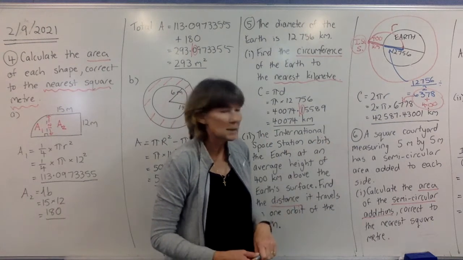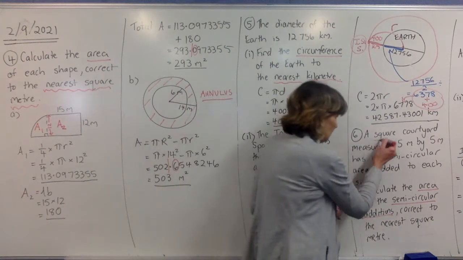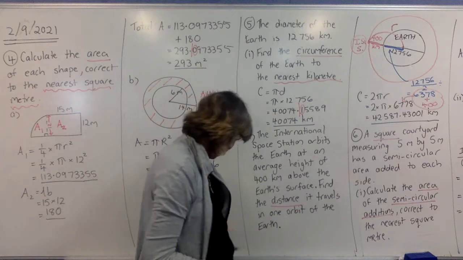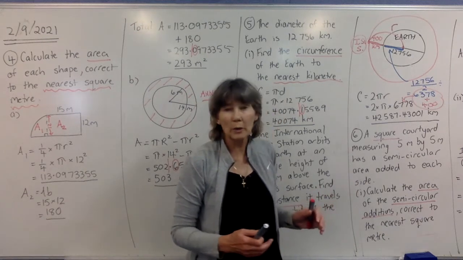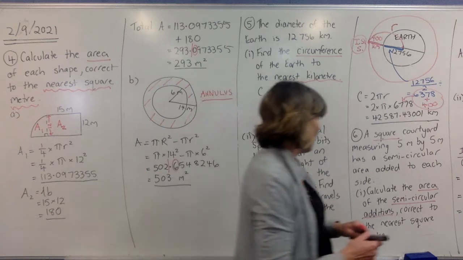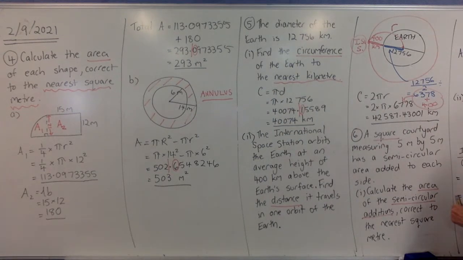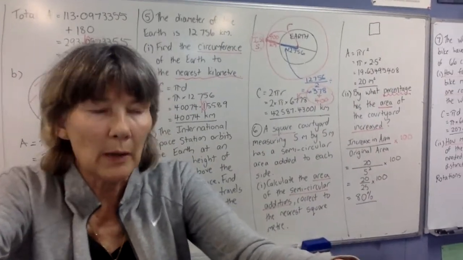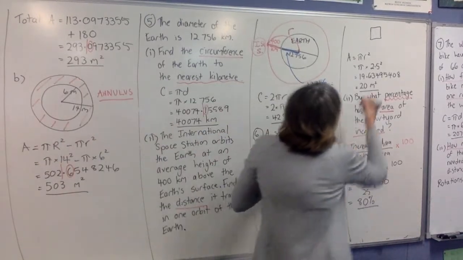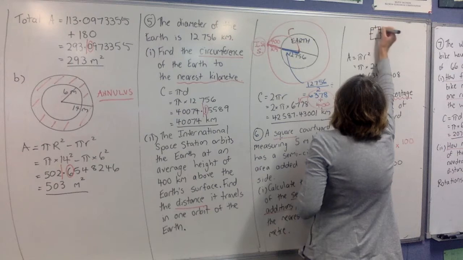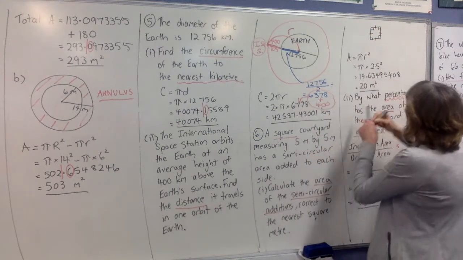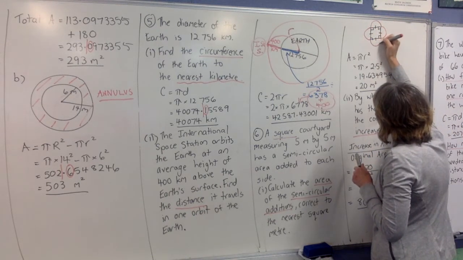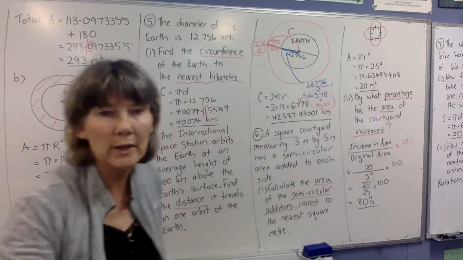Number 6. We're looking at a square courtyard. It tells you it measures 5 metres by 5 metres, and it's going to have semicircular areas attached to each side. Let's have a look at this. I think I might have done this wrong, so we better start with a diagram, because I was trying to do this without a diagram and I've made a mistake, but we'll fix it up as we go. We have a square. We know that a square has 4 equal sides and right angles, and we're going to add a semicircle to each side. So it's going to look like this. That's what the whole thing is going to look like.